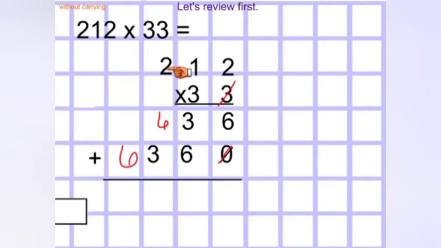And we are going to add our tens, which is this row right here, with our hundreds. Let me change colors. 6 plus 0 is 6. 3 plus 6 is 9. 6 plus 3 is 9. And 6 plus nothing is 6.